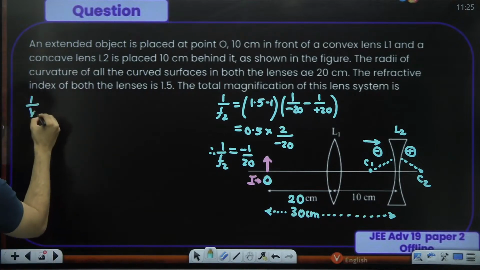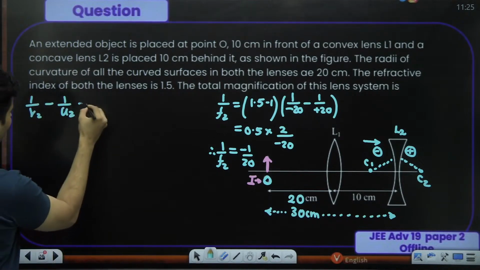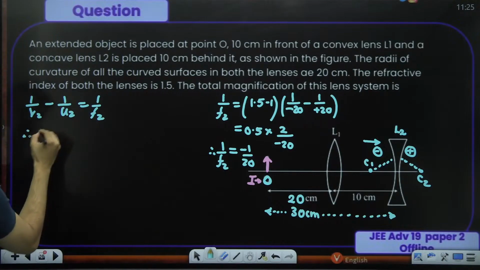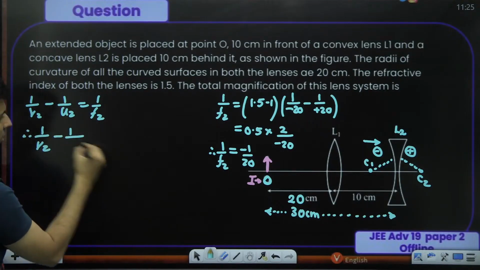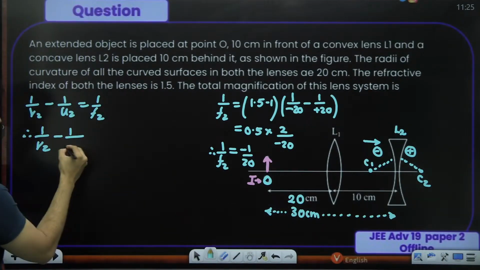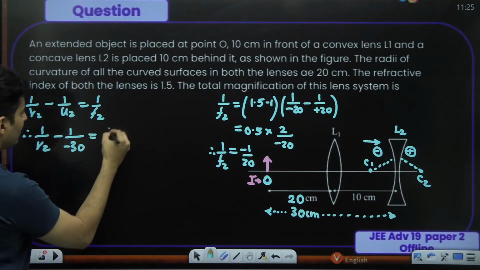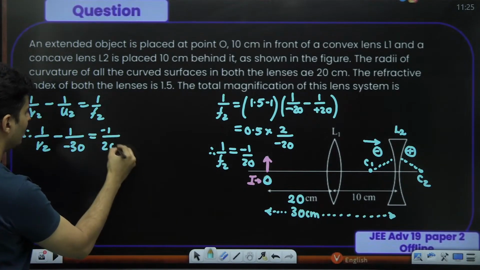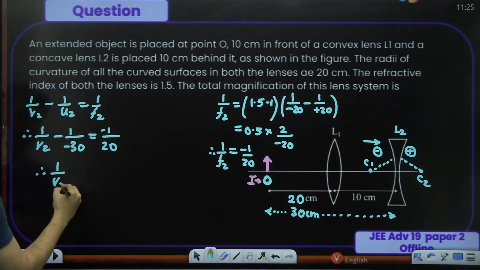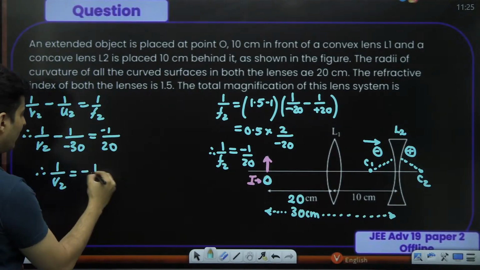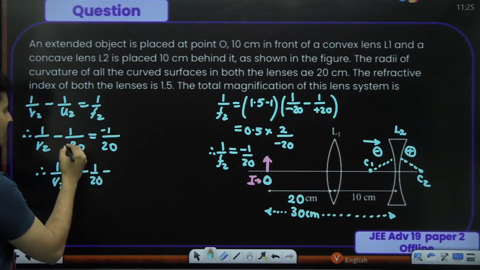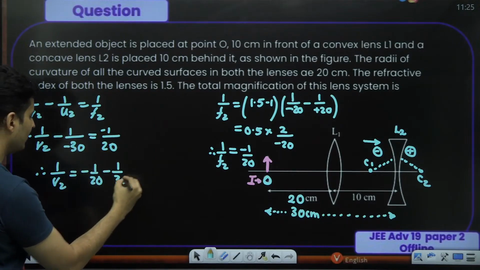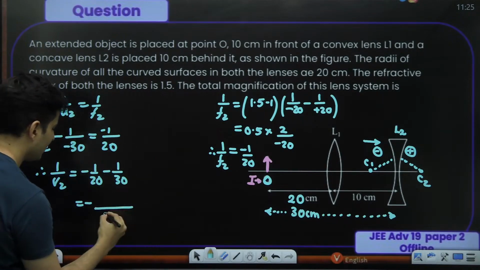Now let's do 1 by v2 minus 1 by u2 is equal to 1 by f2. So 1 by image distance minus object distance, which is 30 centimeters with a negative sign, is equal to 1 by f2. f2 is minus 1 by 20. So 1 by v2 will be minus 1 by 20, minus minus plus goes on the other side, again becomes minus. Take the LCM, which is 60.